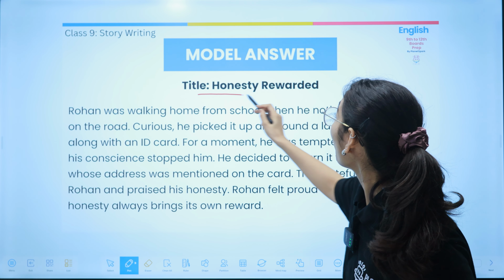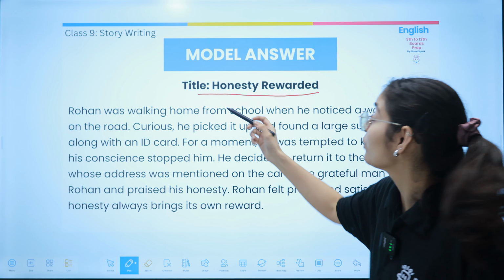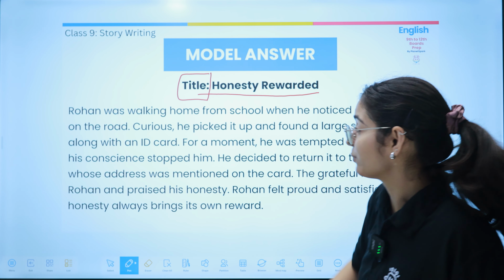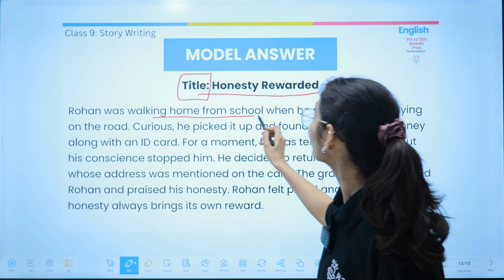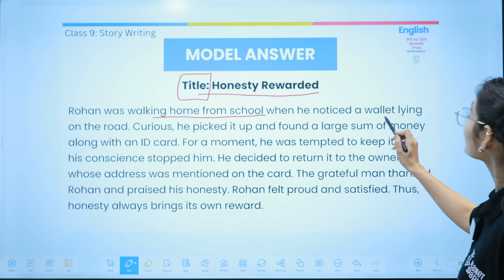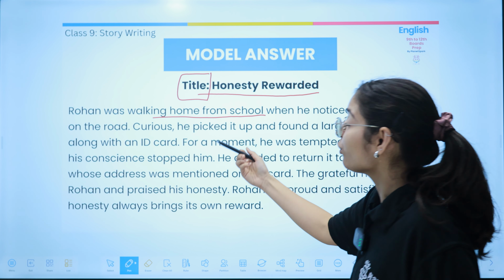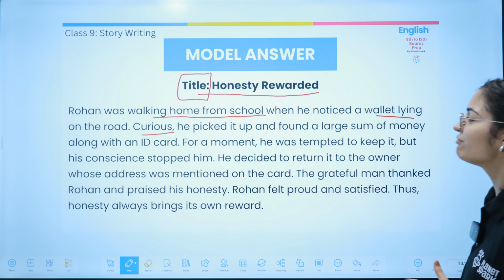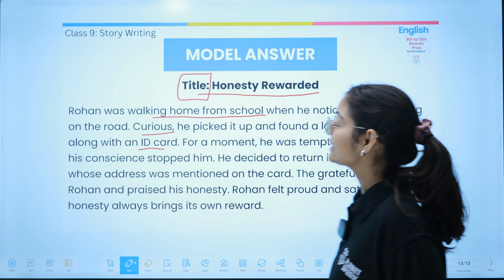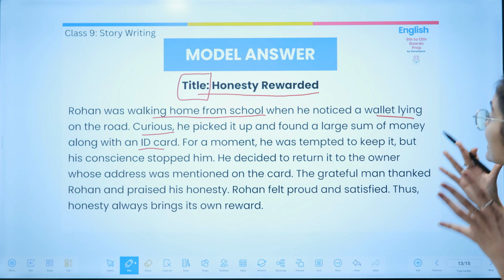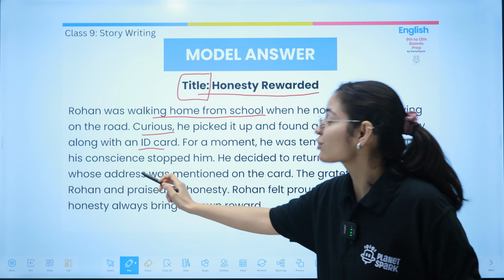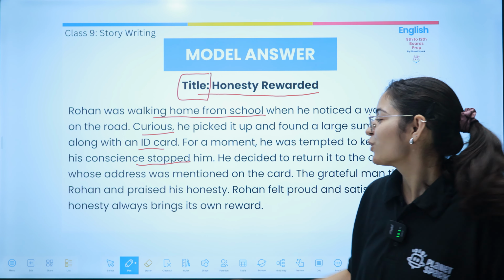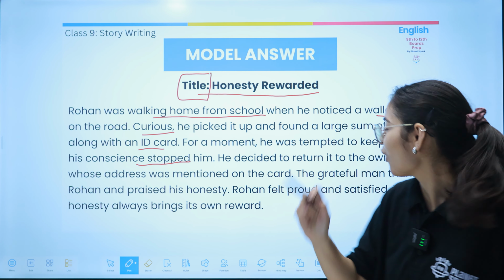The title: Honesty Rewarded. Notice how I have written the title also in the beginning and at the top. Rohan was walking home from school when he noticed a wallet lying on the road. Curious, he picked it up and found a large sum of money along with an ID card. For a moment, he was tempted to keep it, but his conscience stopped him. He decided to return it to the owner whose address was mentioned on the card.